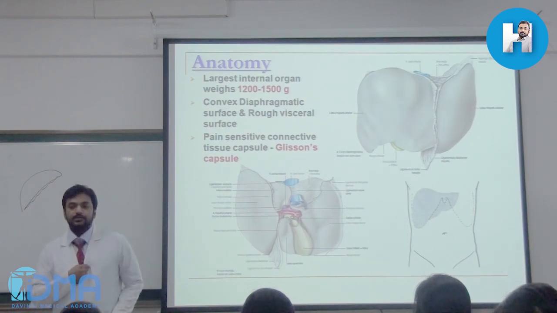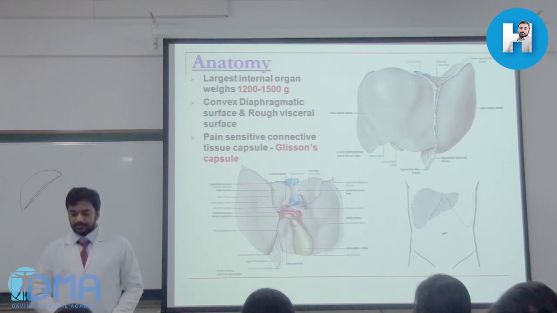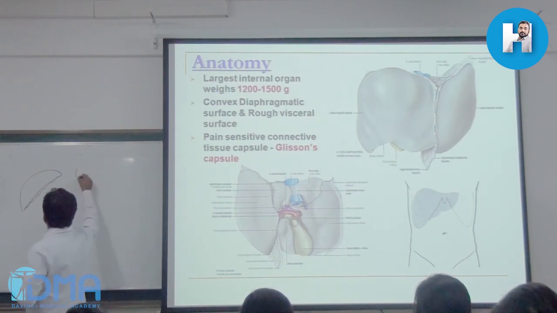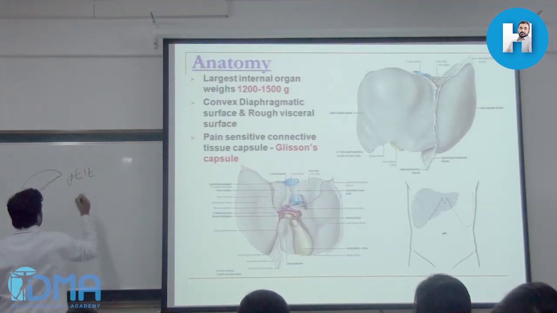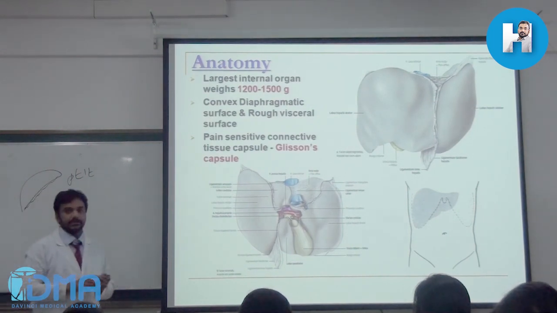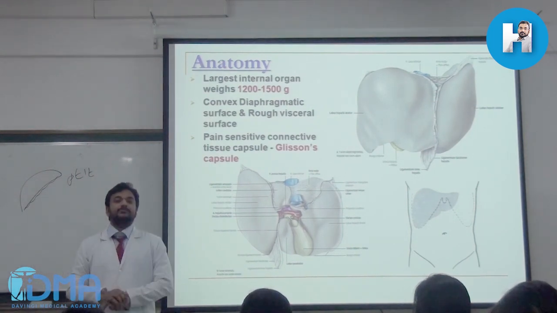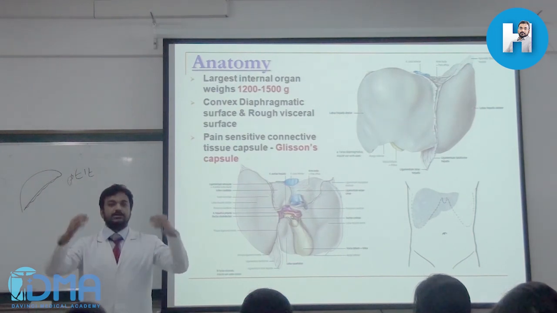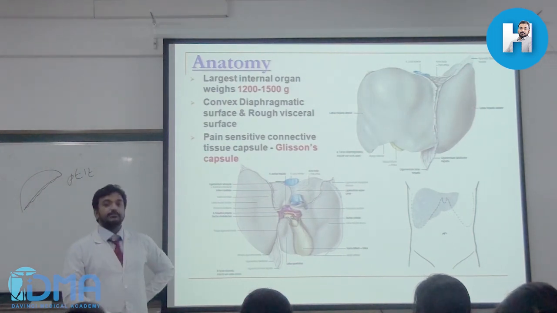The left sternocostal triangle will be called the Larrey space. The posterior lumbocostal triangle will be called the Bochdalek space, through where you can get a diaphragmatic hernia. It can push and come out, for example, in congenital cases.